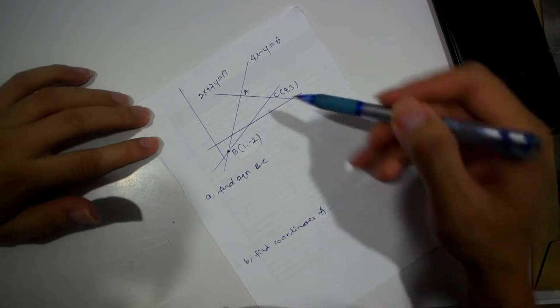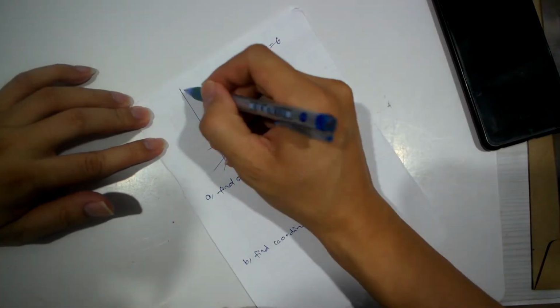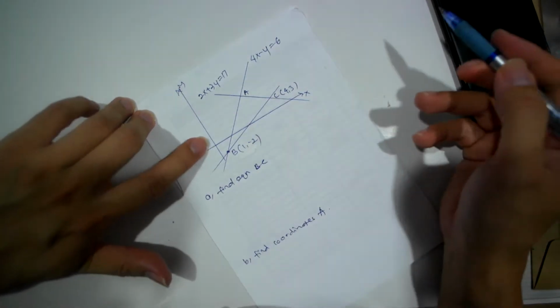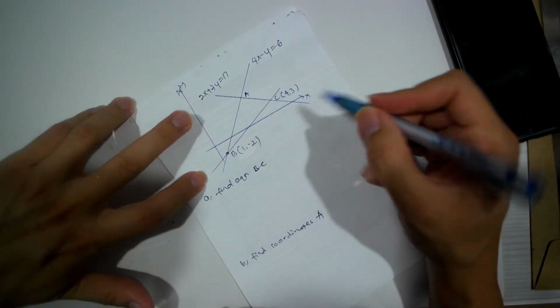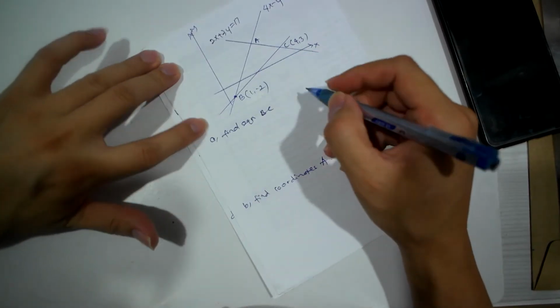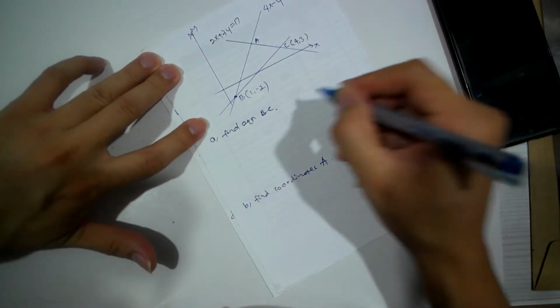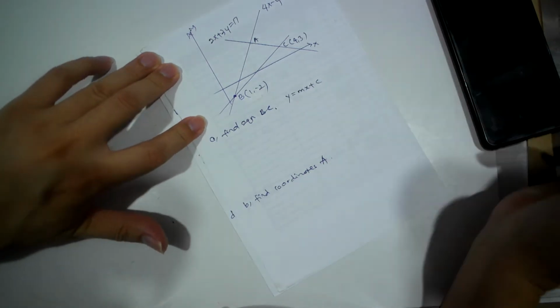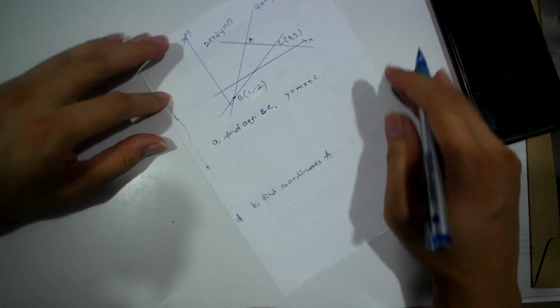So basically in this one we have three lines. Three lines intersect with each other at these 3 points A, B, C. And then the question now is asking what is the equation of BC. So firstly, if you want to form an equation, basically we need to know this. This is the general equation of a straight line, which is y equal to mx plus c.